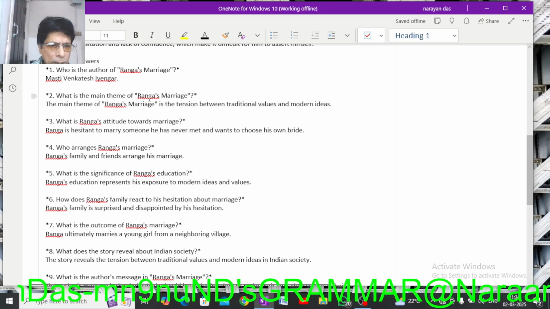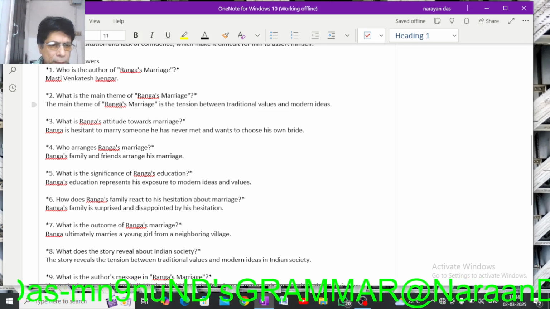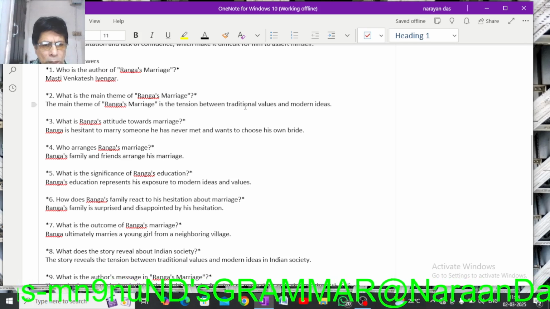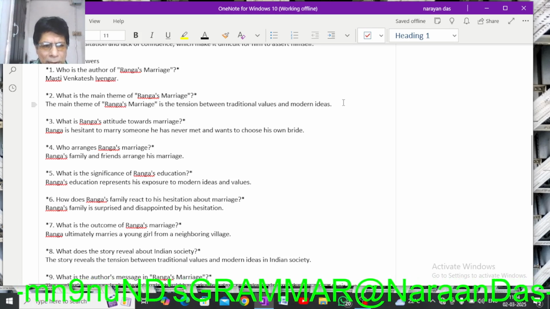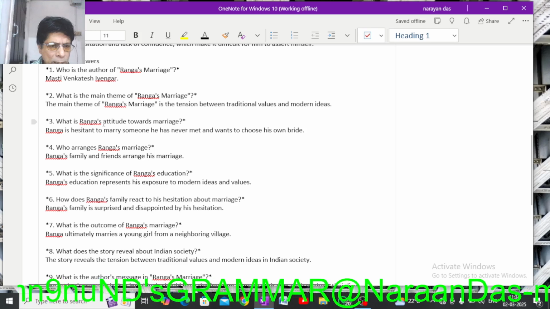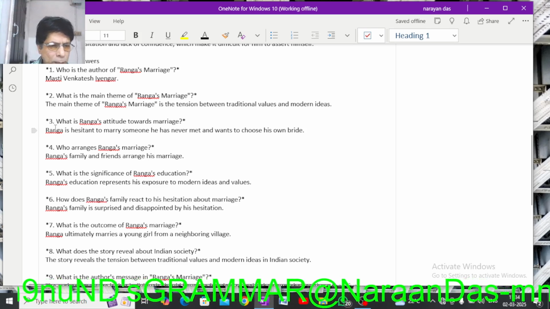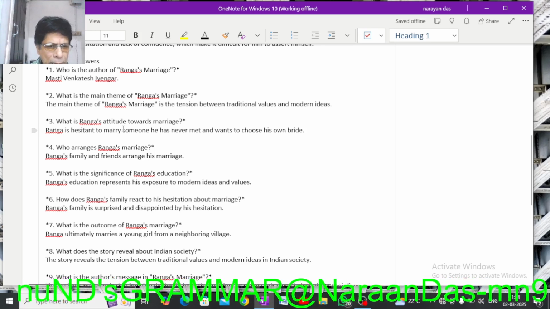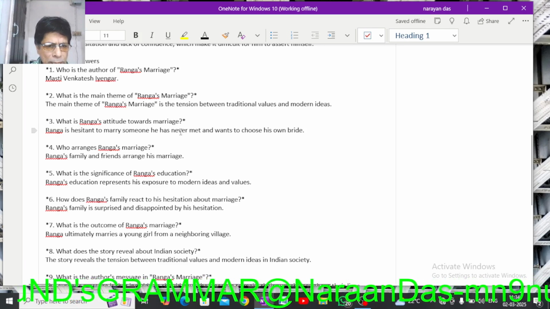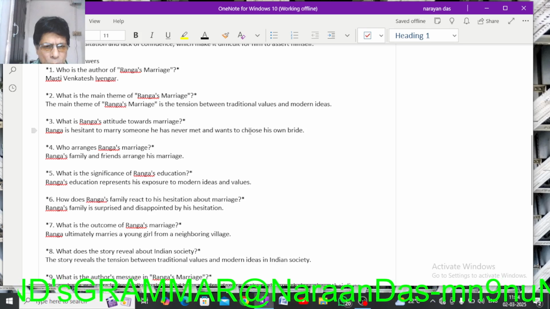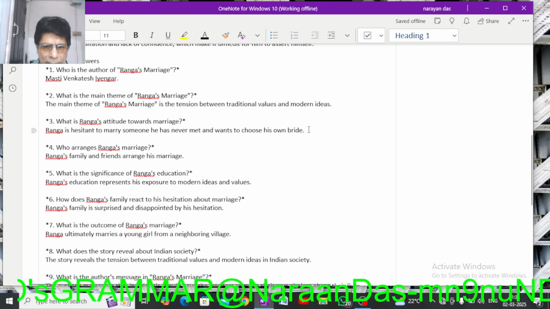What is the main theme of Ranga's marriage? The main theme of Ranga's marriage is tension between traditional values and modern ideas. Number 3, what is Ranga's attitude towards marriage? Ranga is hesitant to marry someone he has never met and wants to choose his own bride.